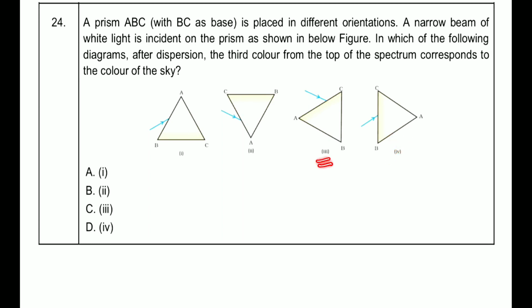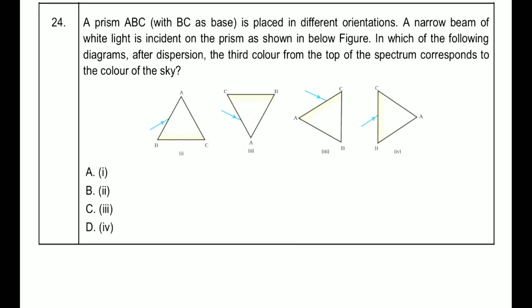Now let's look at this option. In this one, your incident light is coming from AC, and here BC is being made a refracting side. So again, this option is also not right. So we are left with option number 1 and option number 2, right? Now let's try to actually draw this.